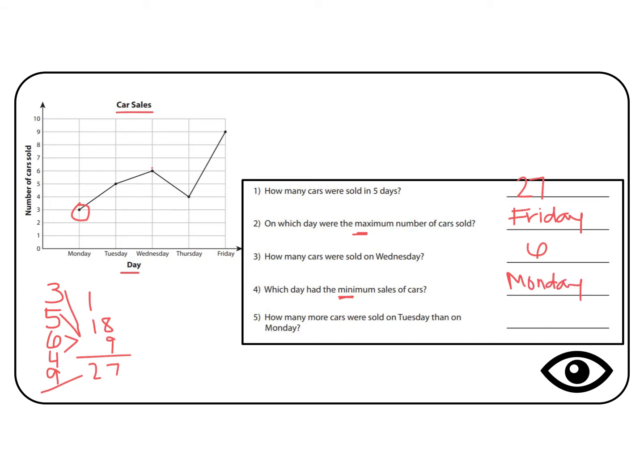And how many more, how many more is important, were sold on Tuesday than on Monday? So on Tuesday, we sold 5 cars. On Monday, we sold 3 cars. How many more means subtract. So that means there were 2 more cars sold on Tuesday than on Monday. Let's try one together.